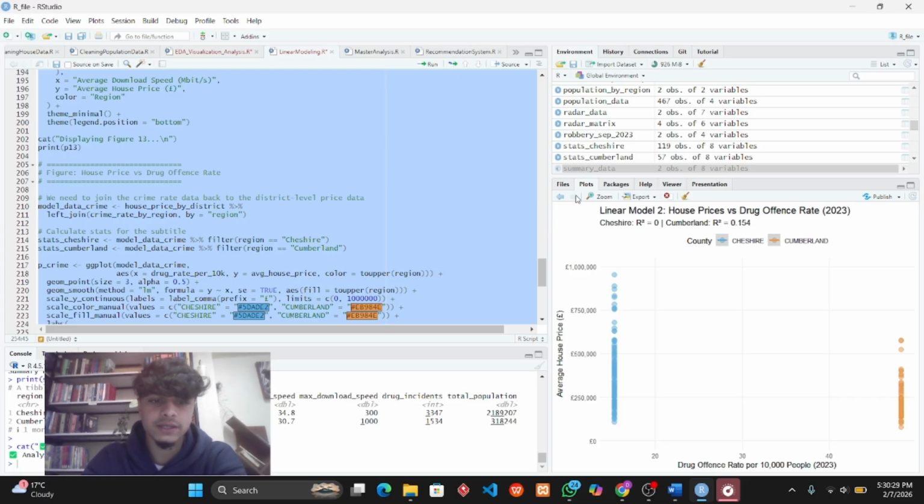This result shows that no single factor explains house price on its own, which supports the idea that we need a multi-factor approach rather than relying on just one variable.